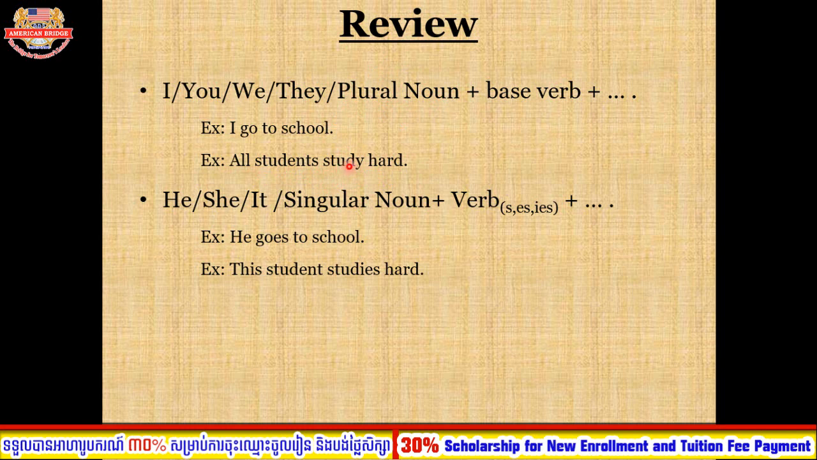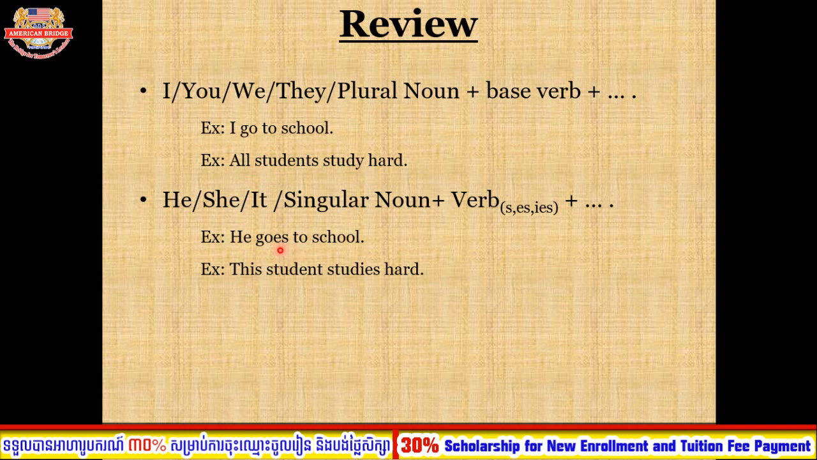Got it? Good. What about he, she, and it? He, she, and it, and also a singular noun, which refers to a noun that names one person, place, thing, or idea, take the verb plus s, plus es, or plus ies. For example, he goes to school. Like this one, you see, go here. The sentence is still the same, but with a different subject. When the subject is different like that, the verb must change as well. When we change I to he, go must also change and become goes.